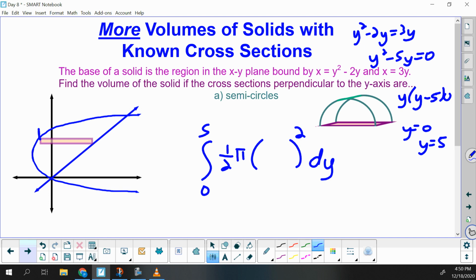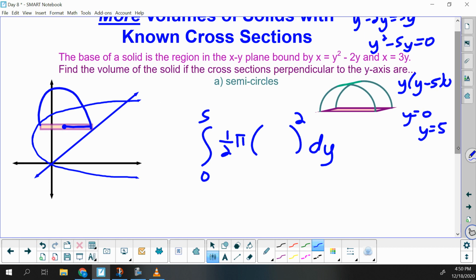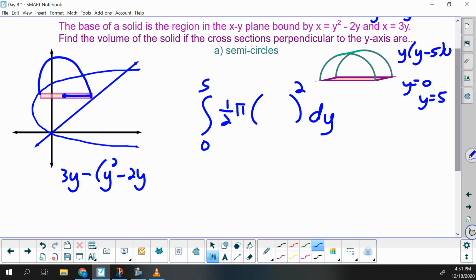So our semicircle, like three-dimensionally, is kind of coming off like that. So our radius would be half of whatever that length is. Well, the length that we have there, we would want to do a right minus left. So we're going to do line minus the parabola. So if we distribute that and neaten up, we're going to get minus y squared, and then we'll get plus 5y. But that's all the way across, so we've got to take half of that for our radius. So we're going to have minus 1/2 y squared plus 5/2 y.